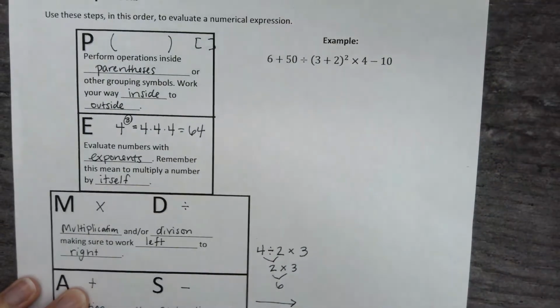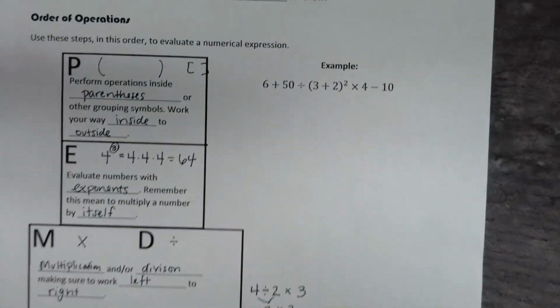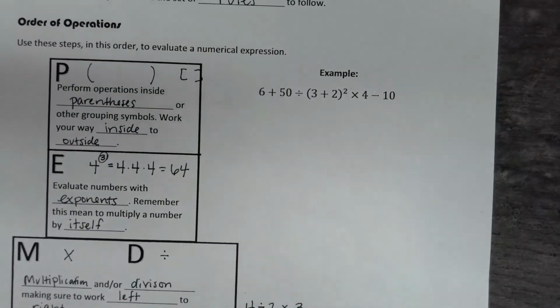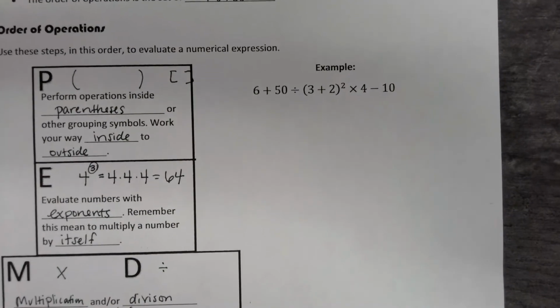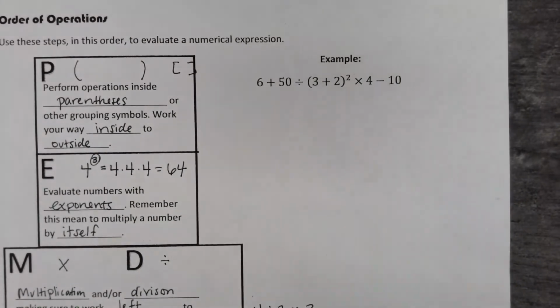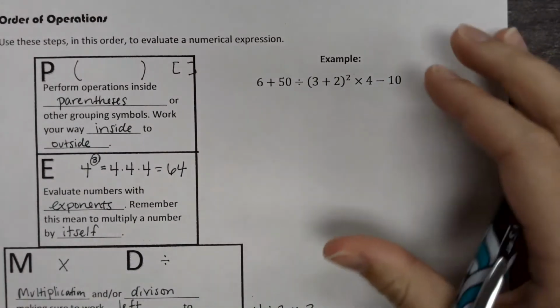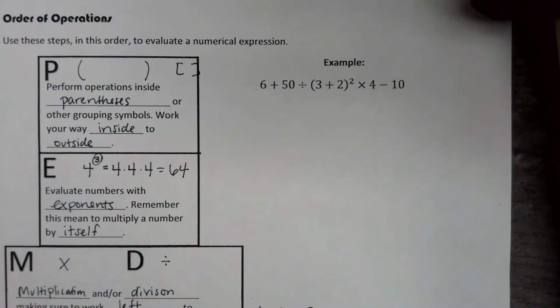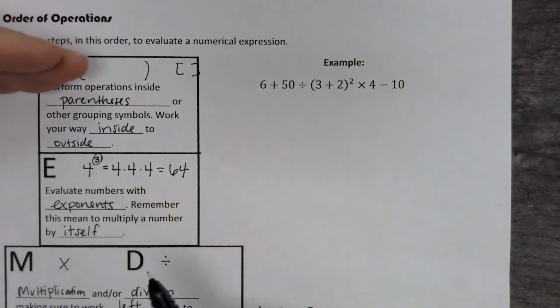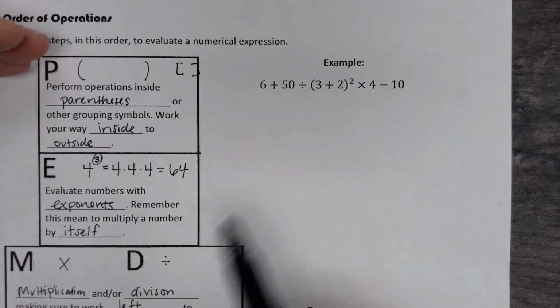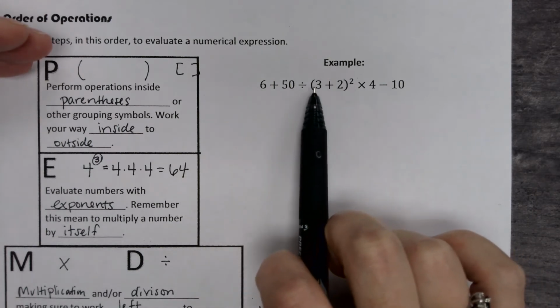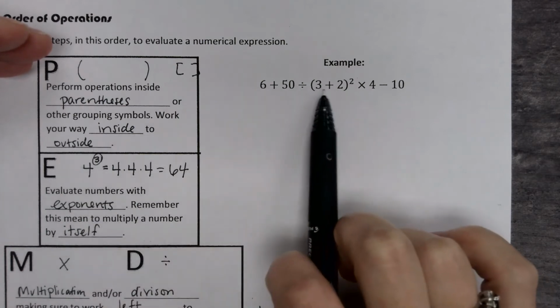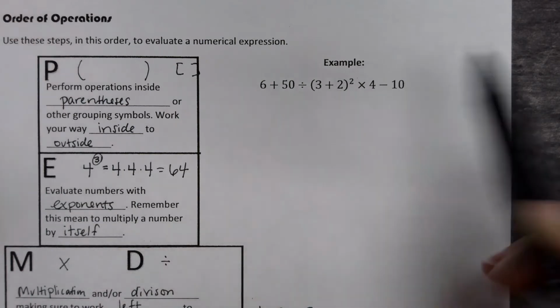All right, let's take a look at a more complicated example. We have 6 plus 50 divided by 3 plus 2 to the second power times 4 minus 10. Let's start at the very top in our order. We have P, parentheses. Do I have a set of parentheses? Sure do. So we simplify from the inside out, looking at these two inside values first.